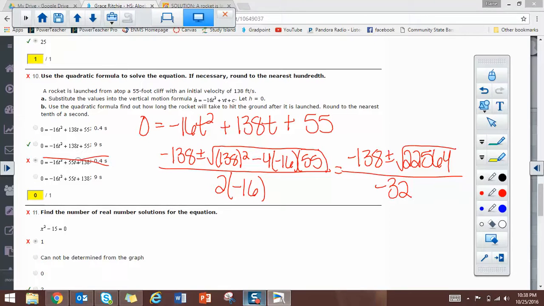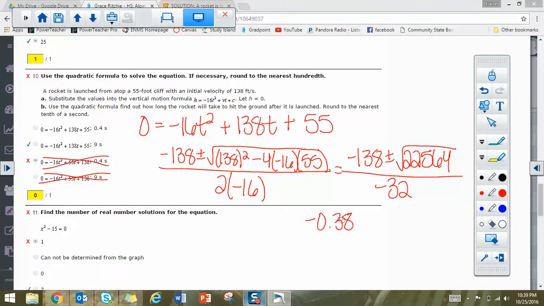So the first one or the second one. So now the question is, is it 0.4 seconds or 9 seconds? So if we take negative 138 plus the square root of 22564 and you divide by negative 32, you get negative 0.38. Okay, that answer doesn't make any sense because it's negative and you can't have negative time.